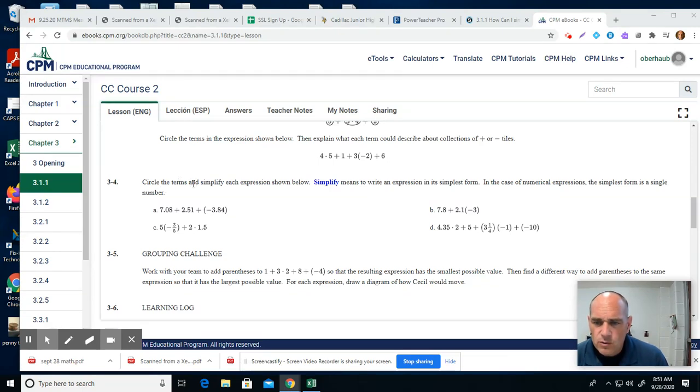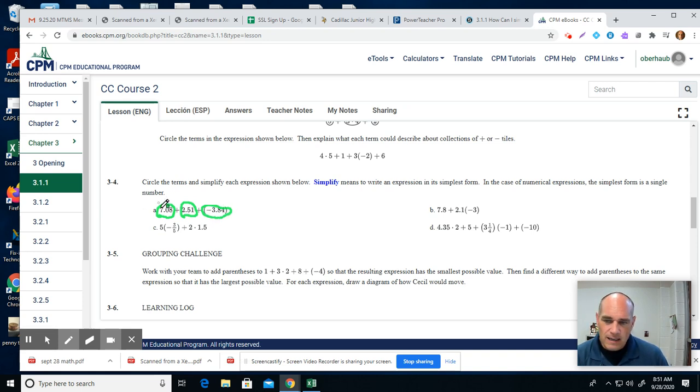All right, so we're going to just circle the terms and simplify each expression below. Simplify means to write an expression in simplest form. In the case of numerical expressions, the simplest form is a single number. So the first thing they want us to do is go through and circle the different terms. So remember, the plus sign is what separates them up into different terms.